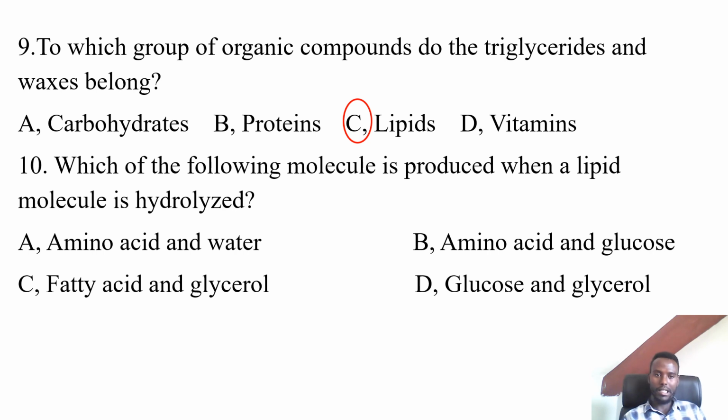When we come to question number 10, which of the following molecules is produced when a lipid molecule is hydrolyzed? A. Amino acids and water. B. Amino acids and glucose. C. Fatty acids and glycerol. D. Glucose and glycerol.